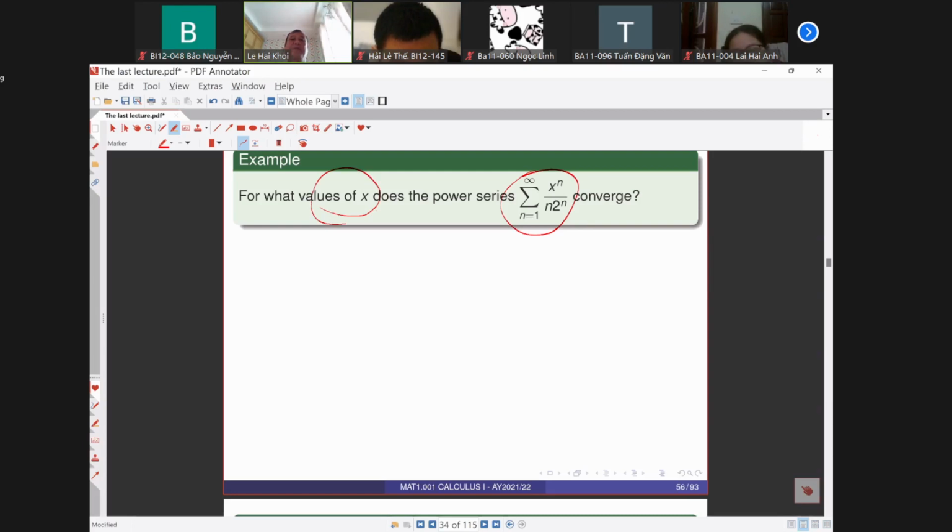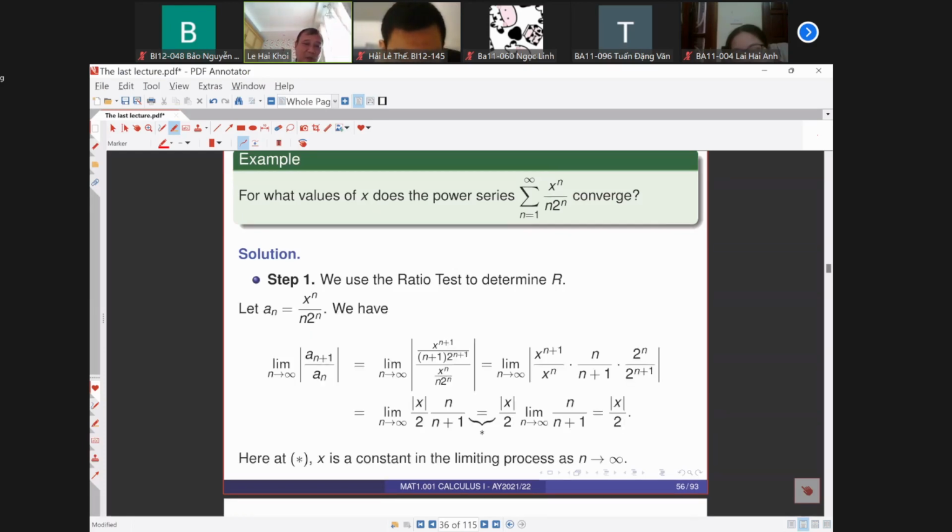Okay. First step, determine the radius of convergence. We use the ratio test. The ratio test, pay attention. You should look at that one.